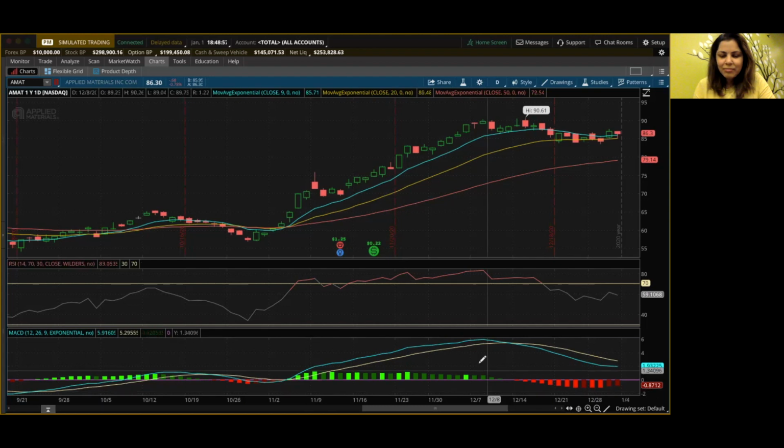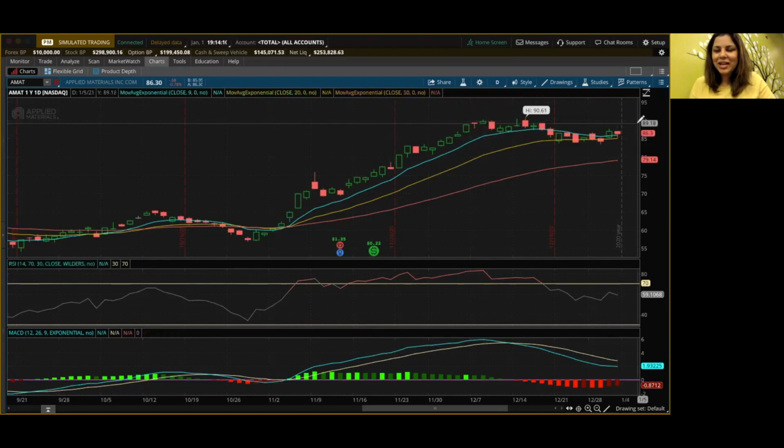The histogram here, which you can see, represents who is in control. The green histogram represents that the bulls are in control and the red histogram indicates that the bears are in control of the stock. The distance between the zero line and the MACD line represents how bullish or bearish the stock is.